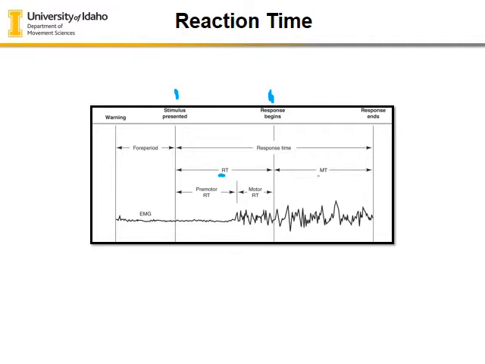Now, this MT stands for motor time. That is when I begin my movement, and that's where you see this muscle activity. This is EMG, so it's not EEG, it's not brain waves. It's actually in the peripheral motor units, measuring the activity level of the muscle. MT here is motor time, and that's from when your response begins to when you've completed the task, when the response ends. So you have reaction time and motor time.